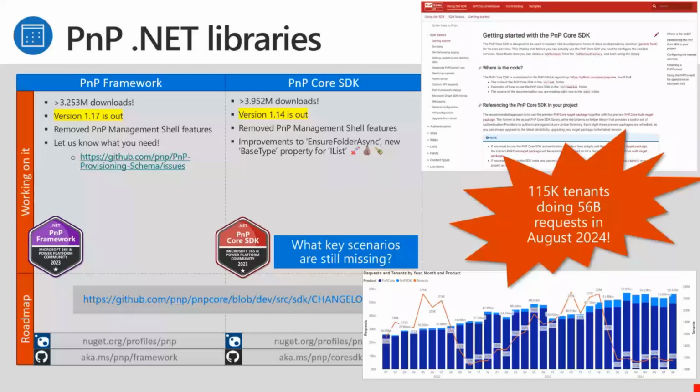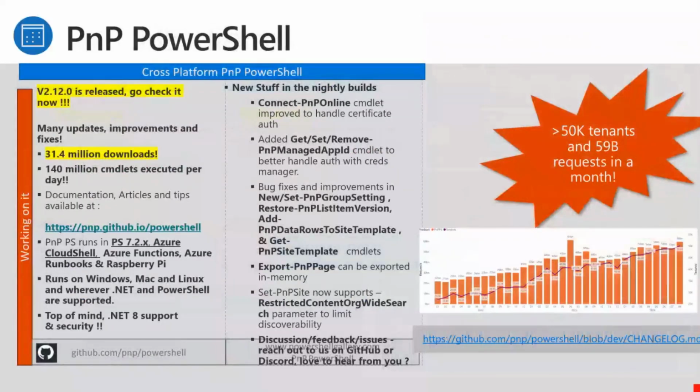Next up is PNP PowerShell with Gotham. Hey, thanks, David. PNP PowerShell. So for those of you who don't know, PNP PowerShell works with a bunch of Microsoft 365 services, and you can use it for quite a lot of automation tasks related to SharePoint, Graph, PowerShell, Planner, and a bunch of other services. So what's the latest in the nightly builds?